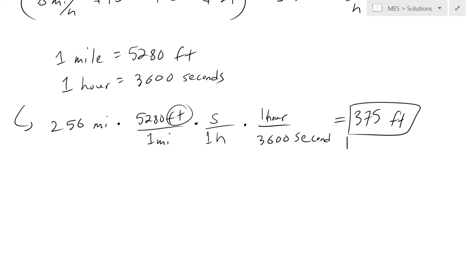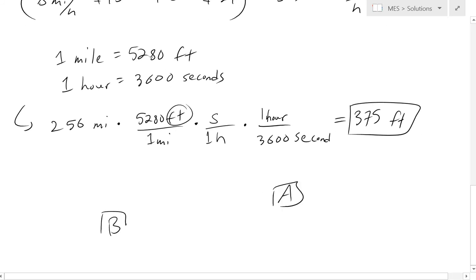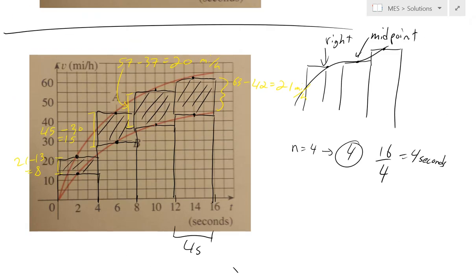So this means that car A was further than car B by roughly 375 feet from the start. And we got this from this curve of velocities.